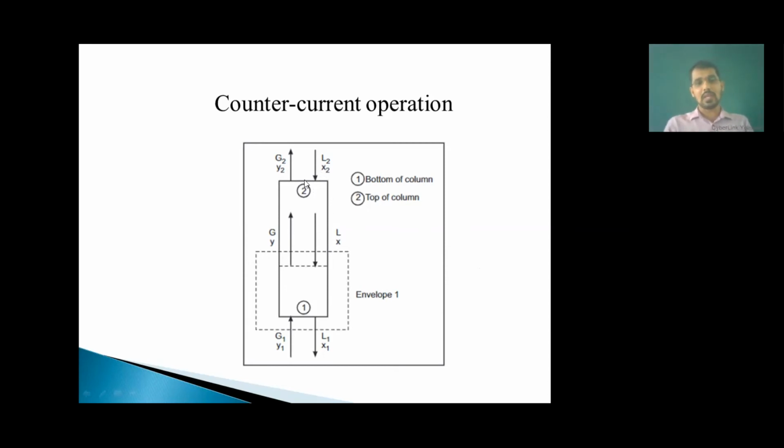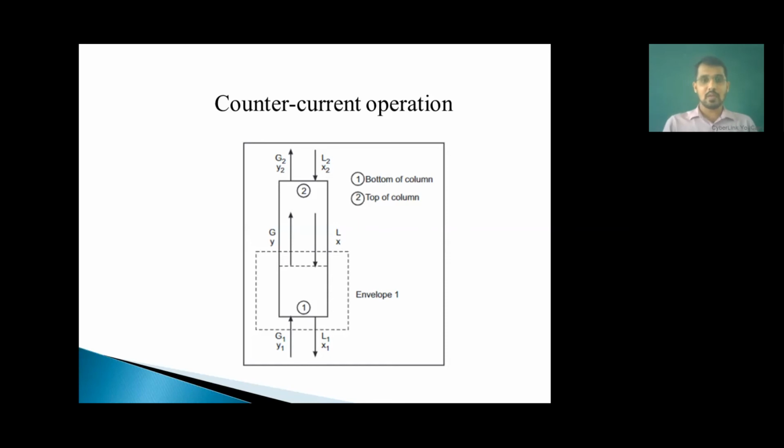And what is the meaning of this small x and small y? Small x means the mole fraction composition of the solute component in the liquid phase, and small y means component A present in the gaseous phase. Okay, so the inlet is represented by small x1 and small y1, and the outlet is represented by small x2 and small y2. At any point in the absorption column, it is represented by small x and small y. So this is the figure for counter current operation, and these are the parameters involved in counter current operations.